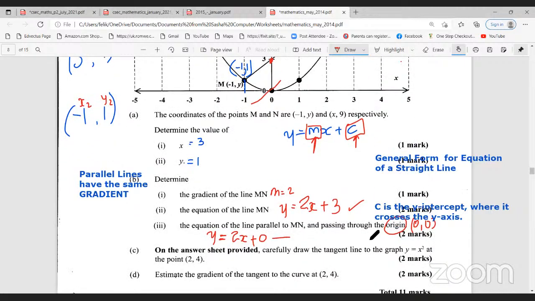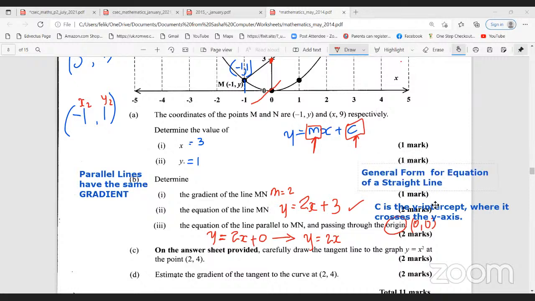Hold on. So y equal to 2x. All right, so that's good. You got that one.